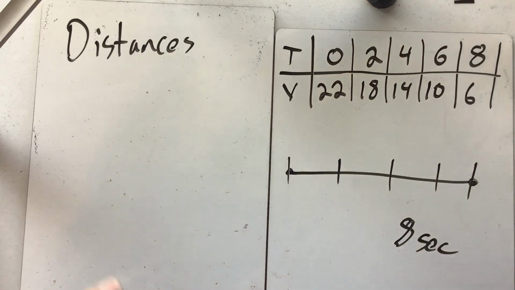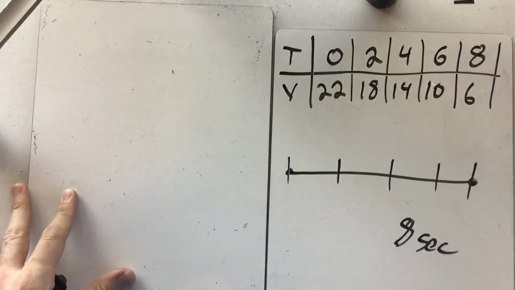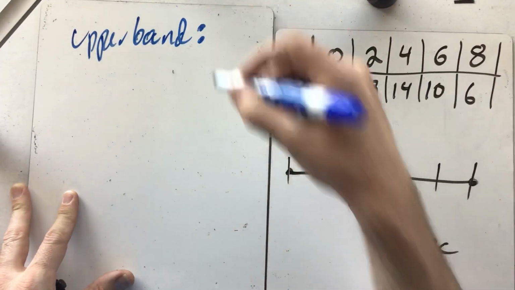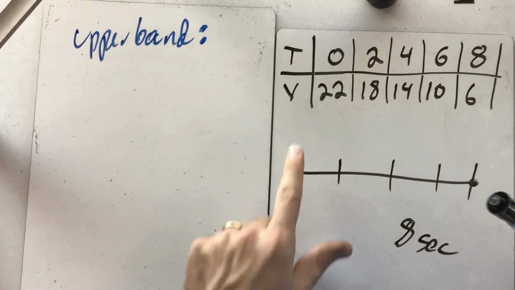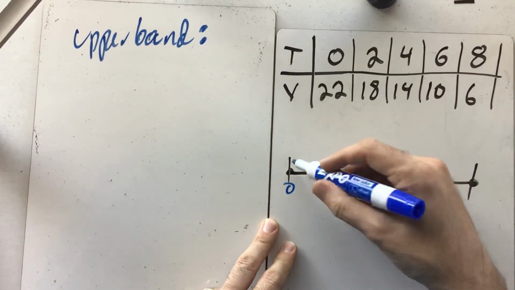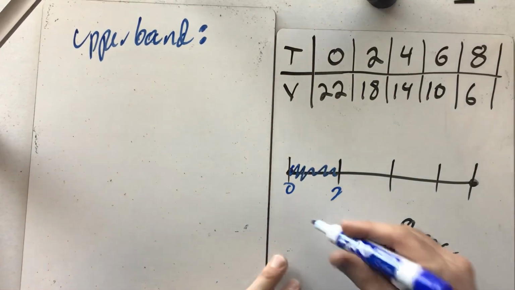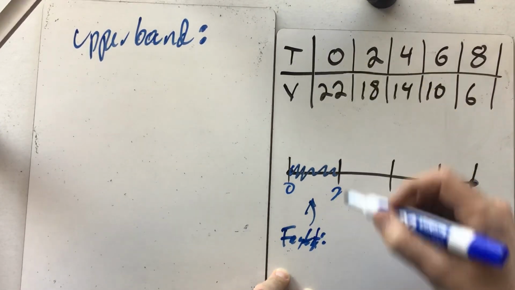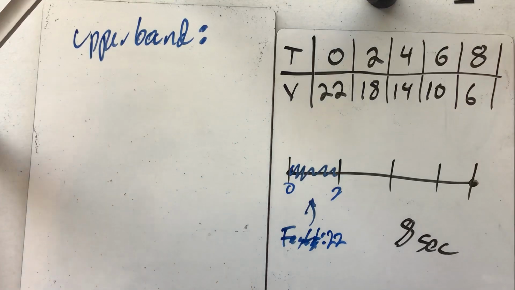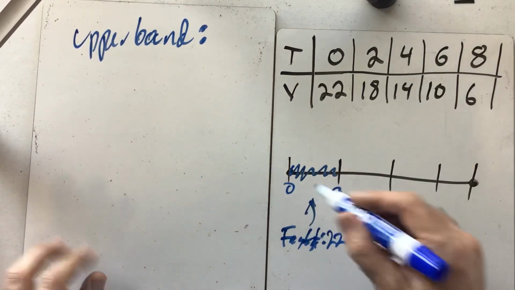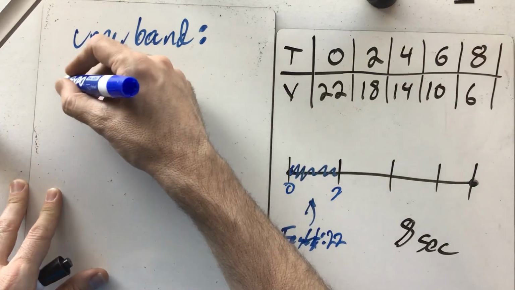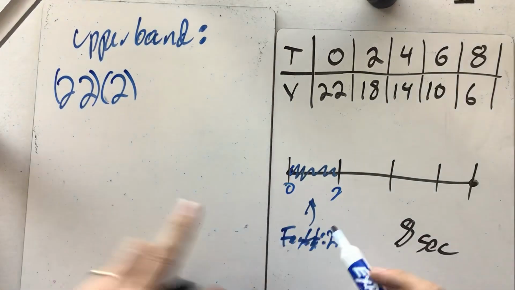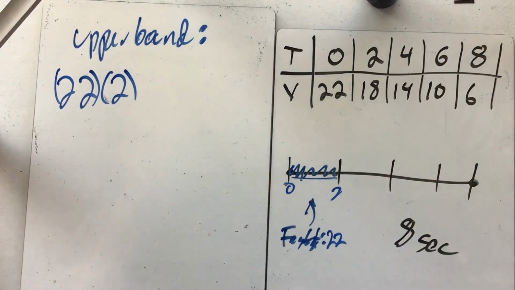So let's start with an upper bound. And this is how we're going to think about it. For our upper bound, between the 0 and 2 time, how fast is the car going? Well, between 0 and 2, the fastest the car ever goes is 22 feet per second. So the furthest it could have possibly gone between time 0 and time 2 is 22 times 2 seconds. Notice that's because that's the fastest it was going, and if it went that fast for 2 seconds.